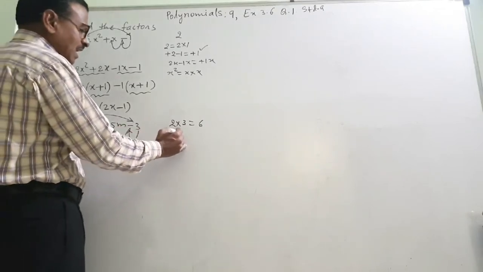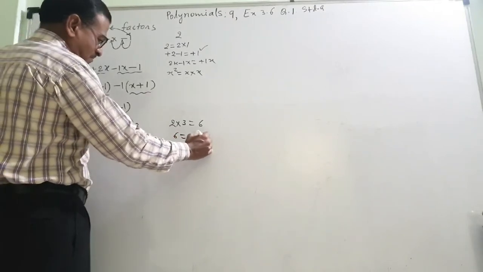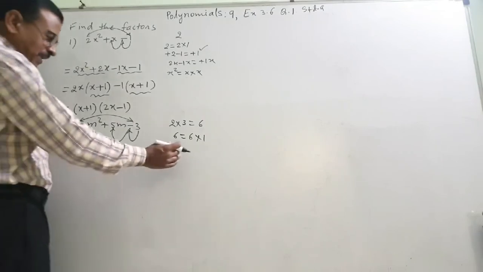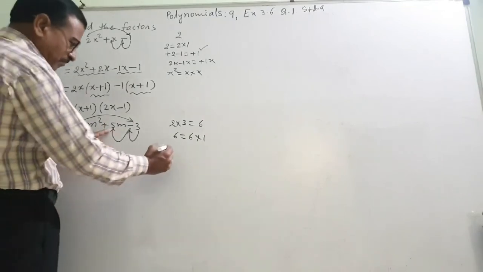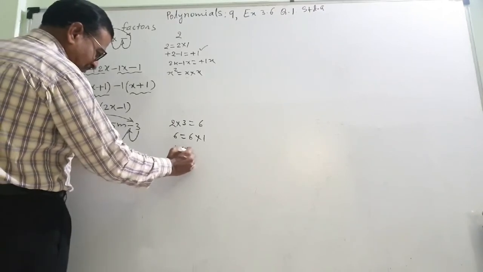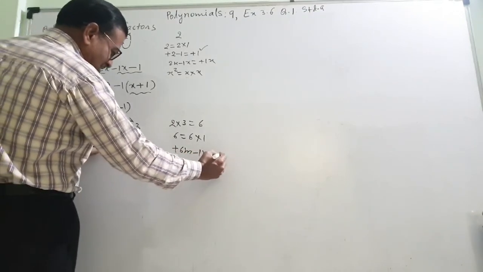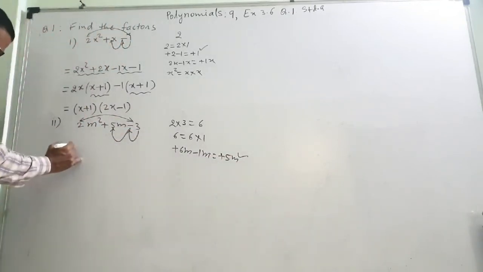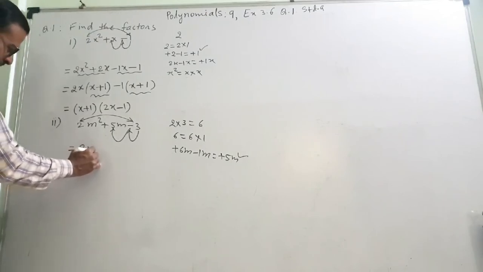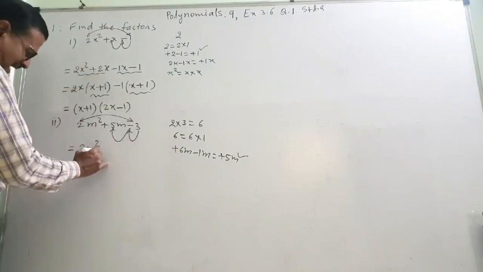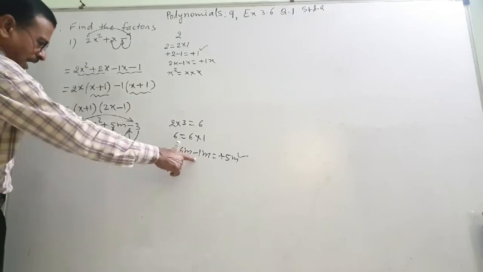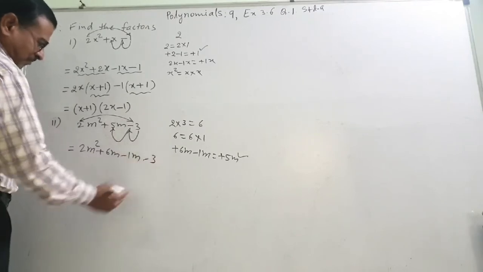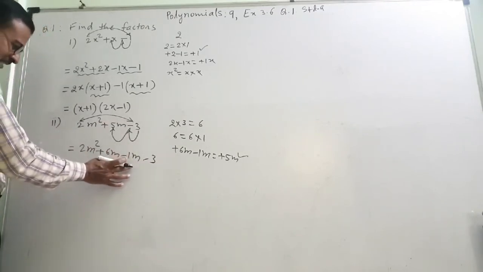So the factors of 6: 6 is equal to 6 into 1. These are the factors. Now I want to subtract, and subtraction should be plus 5m. So I will write plus 6m minus 1m, that is equal to plus 5m. So this is the correct way. So this is equal to 2m square plus 6m minus 1m, and then this minus 3. Instead of 5m, I have written 6m minus 1m.